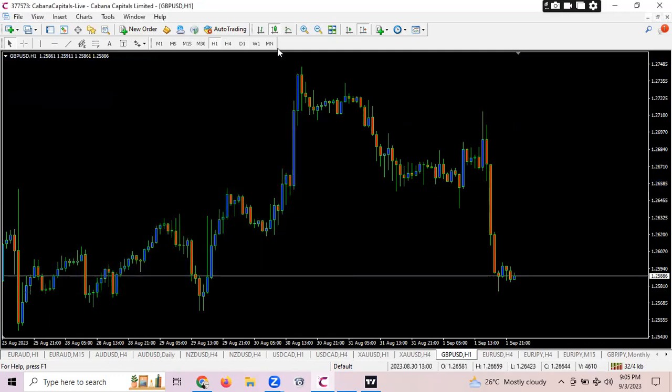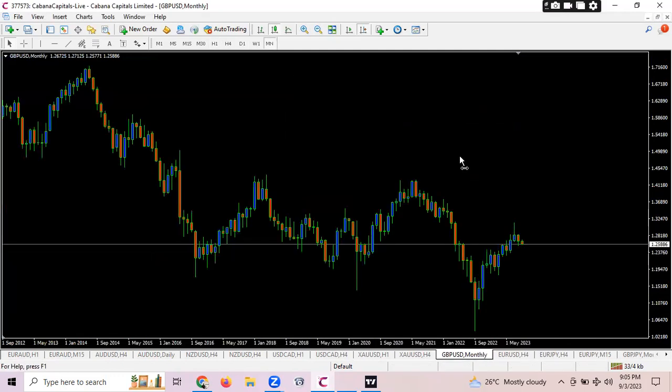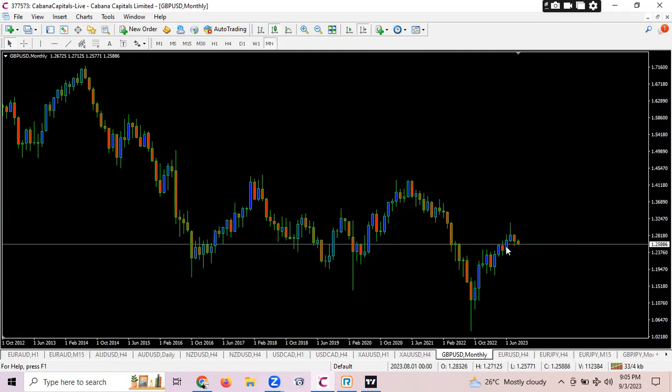So let's look at GBP USD. Let's start with the monthly. You can see we had a shooting star, which indicates change in trend. But because the shooting star was bullish, we should have waited for the next month's candle to close bearish, which it did. It closed bearish, which indicates that we have more sellers than buyers. So at the moment, going by the monthly price action, GBP USD is bearish.